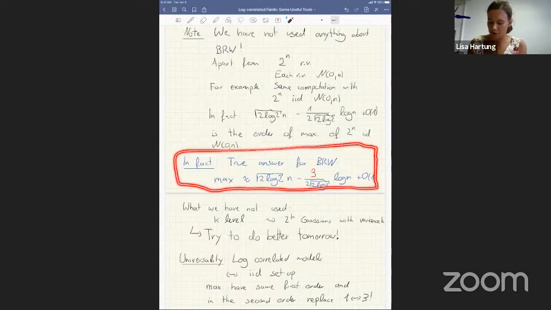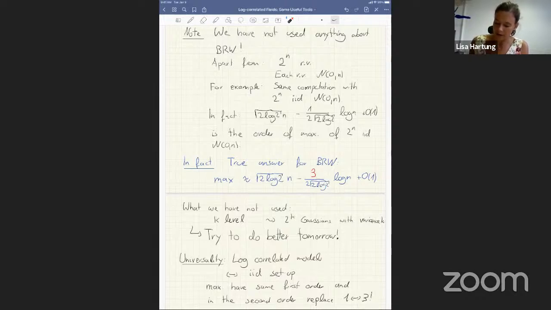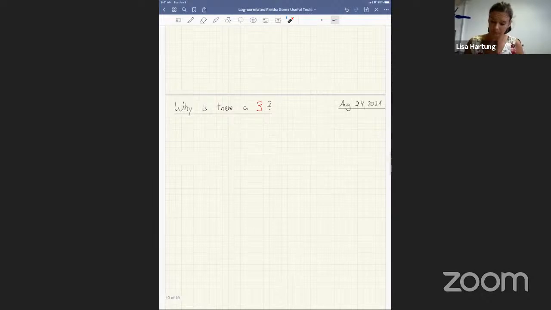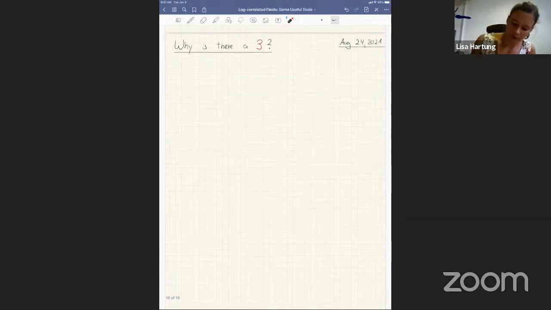So the order of the maximum should be square root 2 log 2 n minus 3 over 2 square root 2 log 2 log n. And what I would like to do now is explain to you why we see this 3 over here. And so why is there 3?